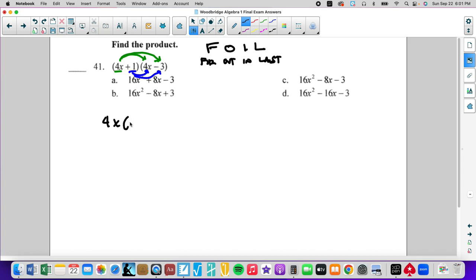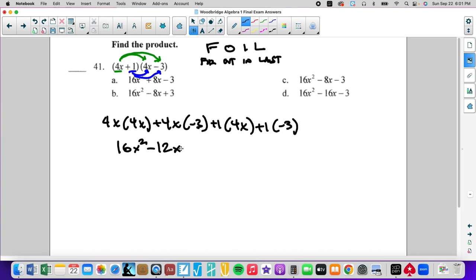So we have 4x times 4x. Then we have plus 4x times negative 3. Now we're going to distribute the positive 1 to the 4x and the positive 1 to the negative 3. 4x times 4x is 16x squared. 4x times negative 3 is negative 12x. 1 times 4x is 4x. 1 times negative 3 is negative 3. We are not done. We have like terms as our middle two terms. 16x squared doesn't have a like term. That's going to give me negative 8x minus 3. Notice they have it in standard form, and that is going to be B.